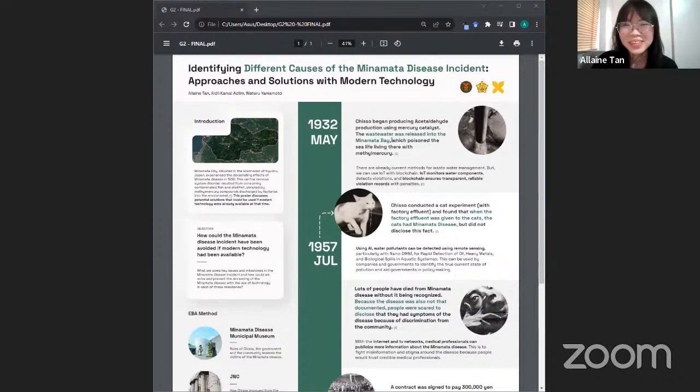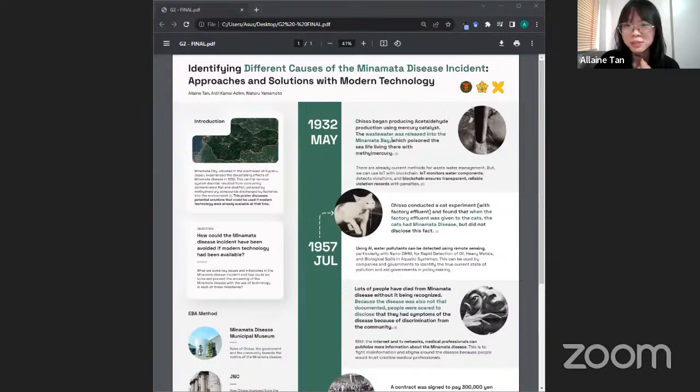Okay, so good day, everyone. So we are Group 2. I'm Elaine Tan. I'm joined by Wataru and Ideal. Wataru's from Japan and Ideal's from Indonesia, and I'm from the Philippines. And we'll be presenting our poster from the EBA Minamata Fieldwork.